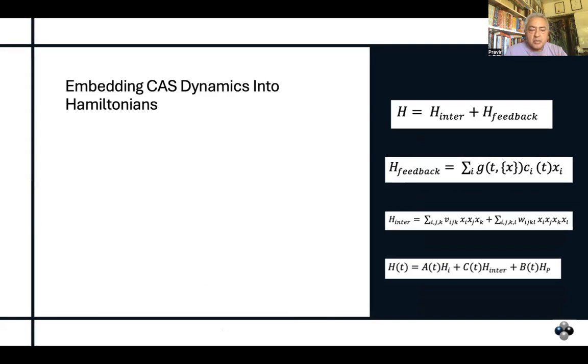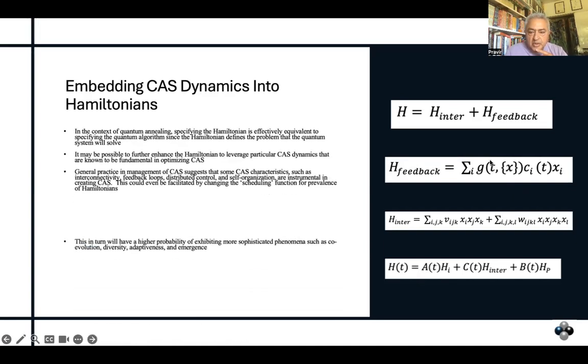And here I want to suggest embedding CAS dynamics. While we have the same scheduling function, A(t)H_I plus B(t)H_P, which represents the final Hamiltonian, through envisioning CAS dynamics, we can create some other kinds of Hamiltonians. And here I'll just focus on a particular Hamiltonian.